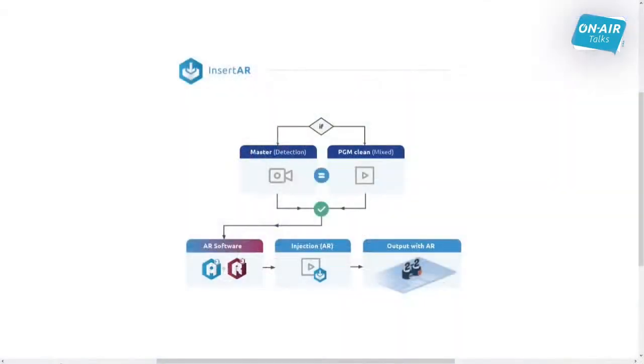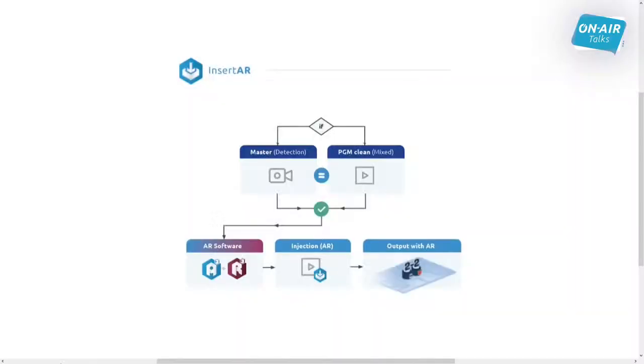As you can see on this diagram, InsertAR relies on two signals to make its magic. The first signal, which we call detection, will be your master camera feed. The other signal, called mixed, will be the program feed and contains the normal video signal that will show on your TV at home. Multiple cameras, ad breaks, reactions from the benches or the crowd, etc. InsertAR is actively comparing both signals in real time in order to find when they are the same. In other words, when the program feed is showing the master camera.